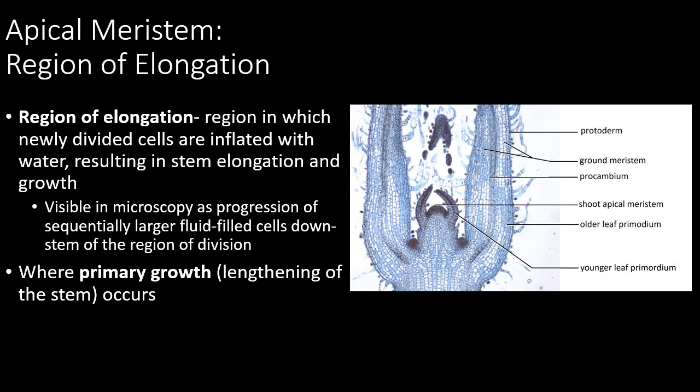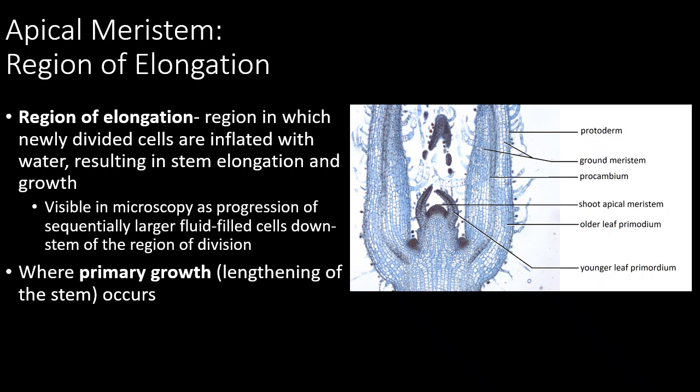Right after those cells divide, because they're continuously dividing in an actively growing stem, some of the cells get pushed out of that active region of cell division, and they actually undergo growth. This is called the region of elongation. So this is a region in which those newly divided cells from the region of division at the very tip of the apical meristem inflate with water, and that is going to result in stem elongation and growth. Once an internode has elongated, it no longer elongates anymore. It's only capable of elongation during that early developmental stage, then it stops and it's done.